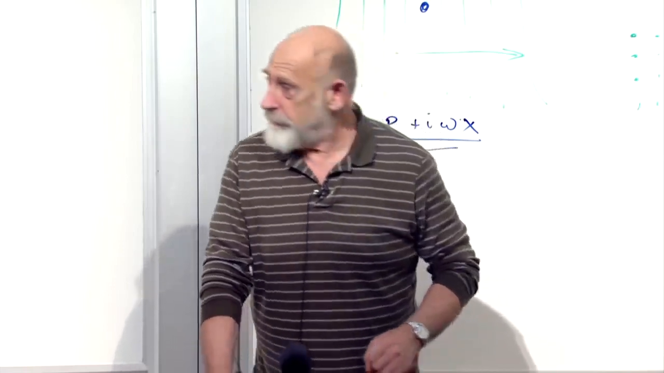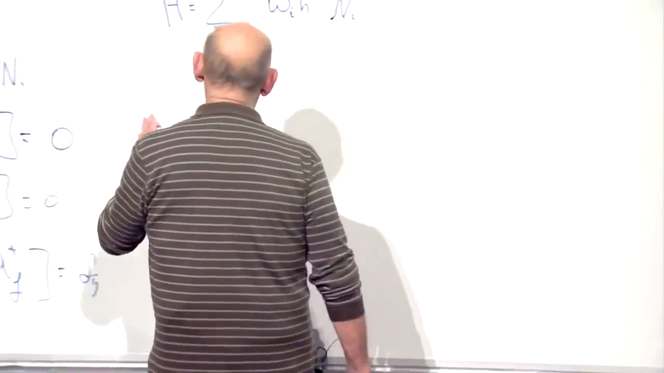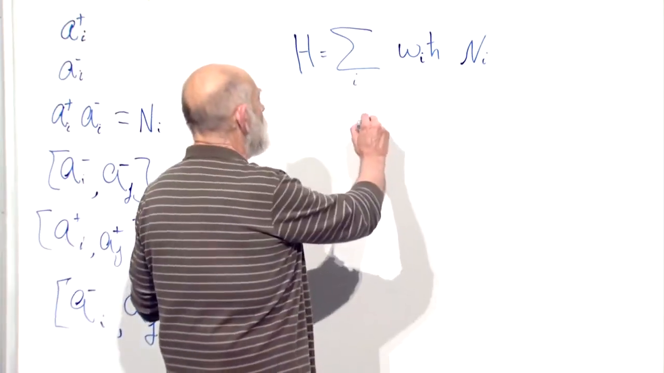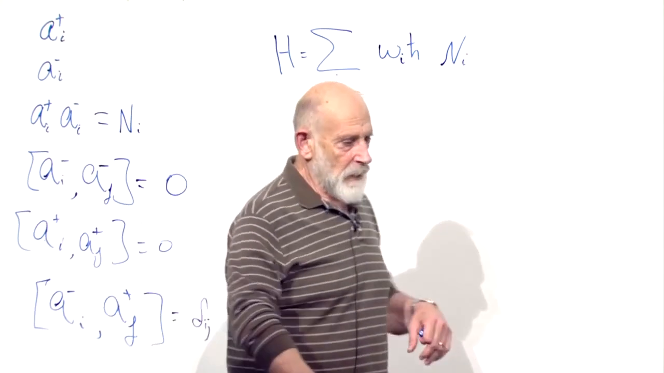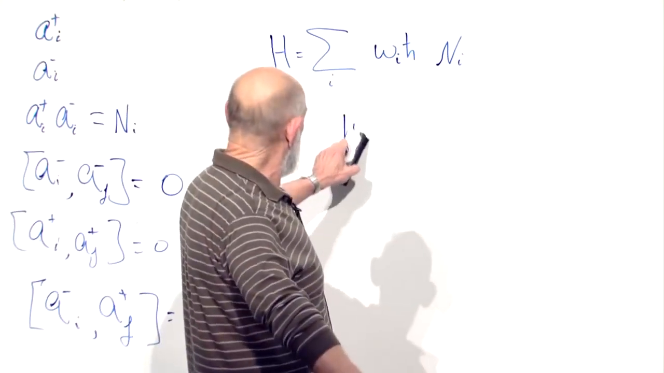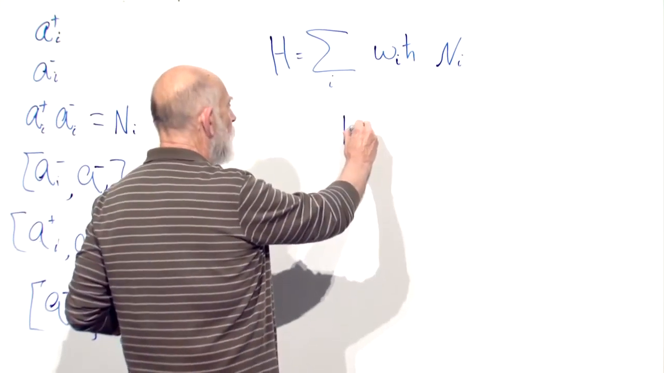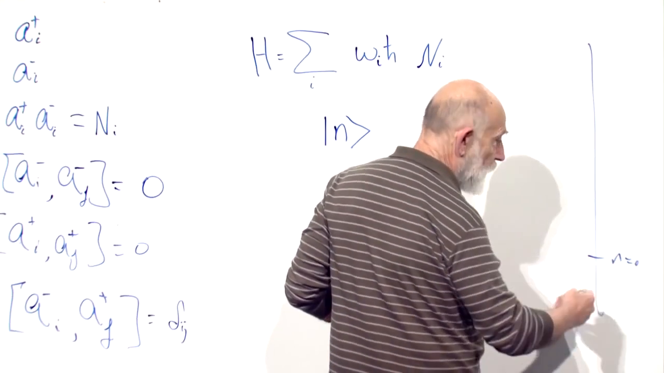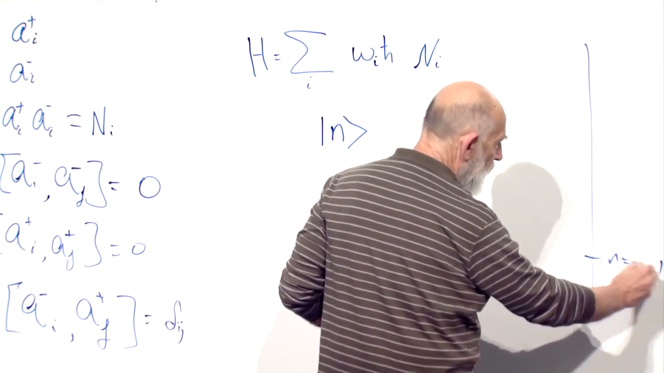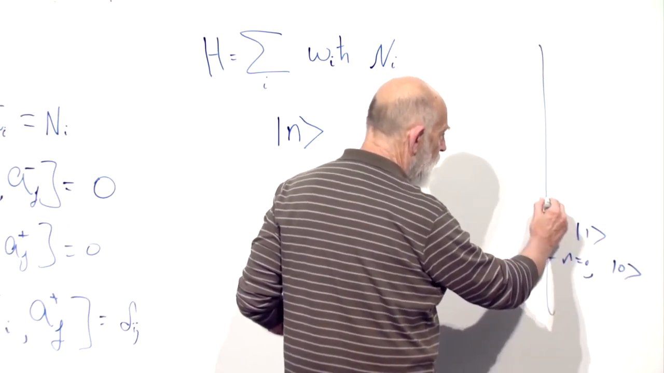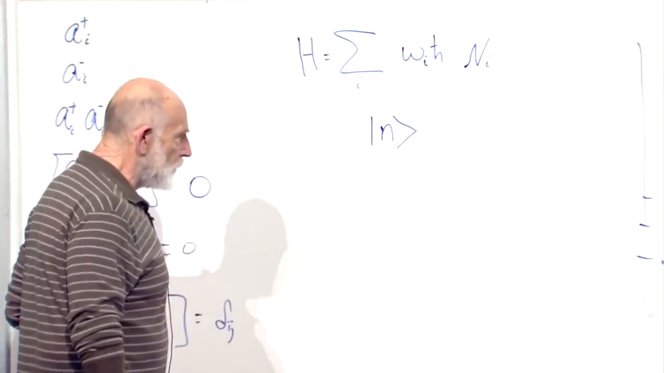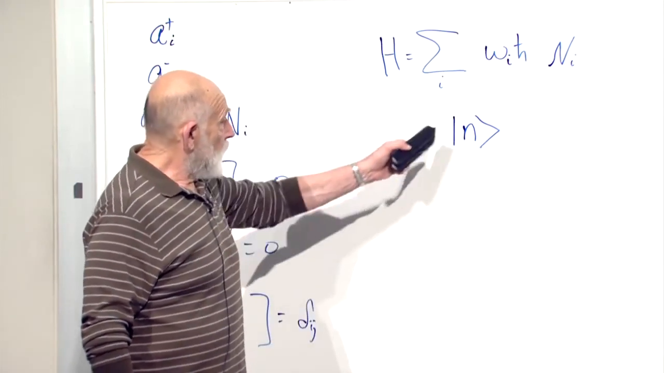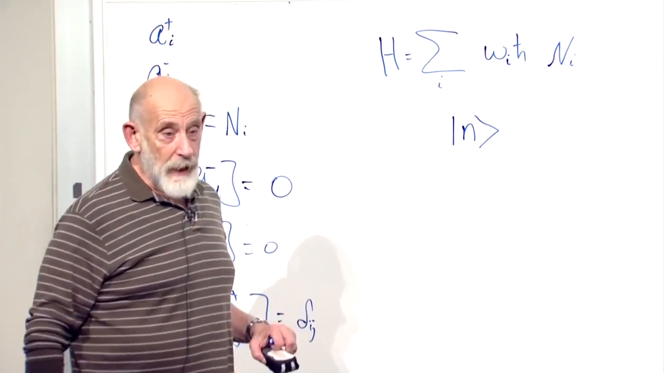Now, how do we label states if we have many oscillators? If we have one oscillator, we can label a complete basis of states just by the level or the occupation number of the oscillator. Remember, we have all these states. N equals 0, which is the ground state, which we sometimes just call 0. N equals 1, which we call 1. N equals 2, and so forth and so on. We label the states by the occupation number.